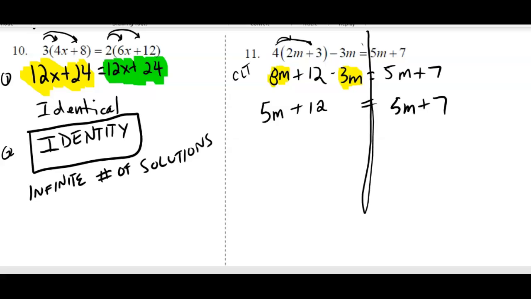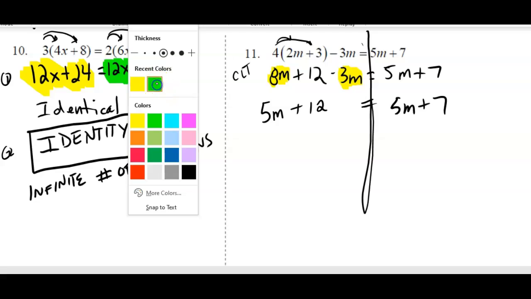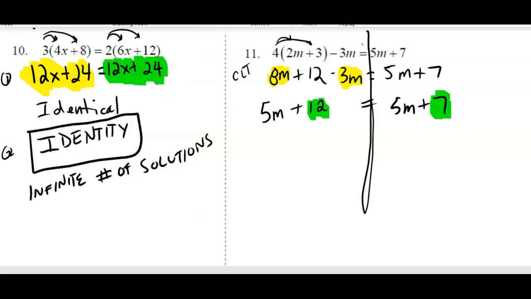Now in this case, these don't match. So let's take this one step further. That's always your first step here. Now, if we were going to try to solve this whenever there's variables on both sides, normally we would try to get them on the same side. But when I do that, they cancel. So now I'm left with 12 equaling 7. Except 12 does not equal 7.